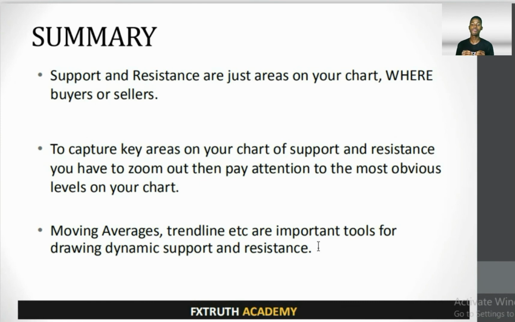The last but not the least, moving averages, trend lines, etc. are important tools for drawing dynamic support and resistance. Because you agree with me that the markets will not be horizontal all the time. It has to go trending, it has to move in different directions. So with this, you can move into the market and be able to capture key area levels, and you can get precise entry levels whether you are moving as a buyer or a seller in the markets.